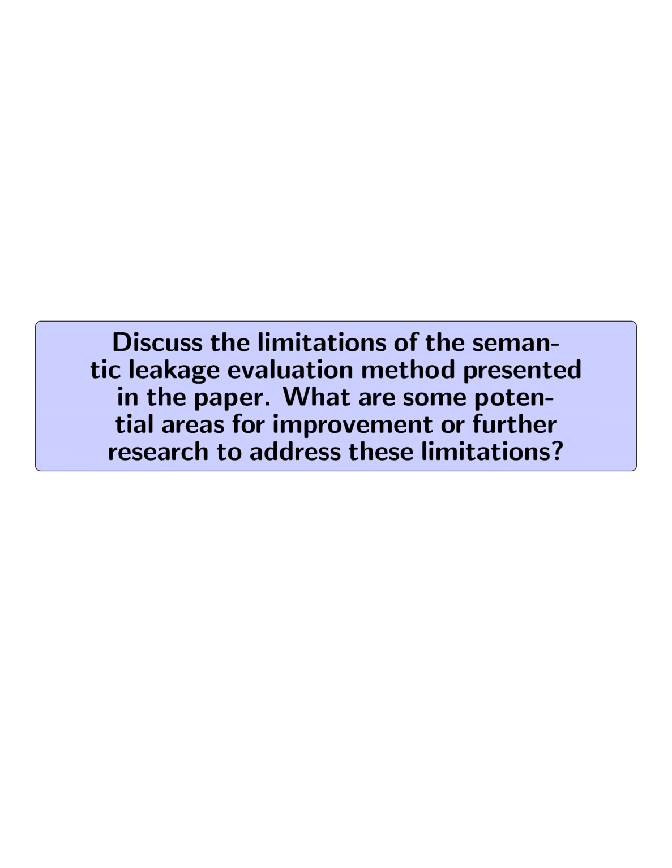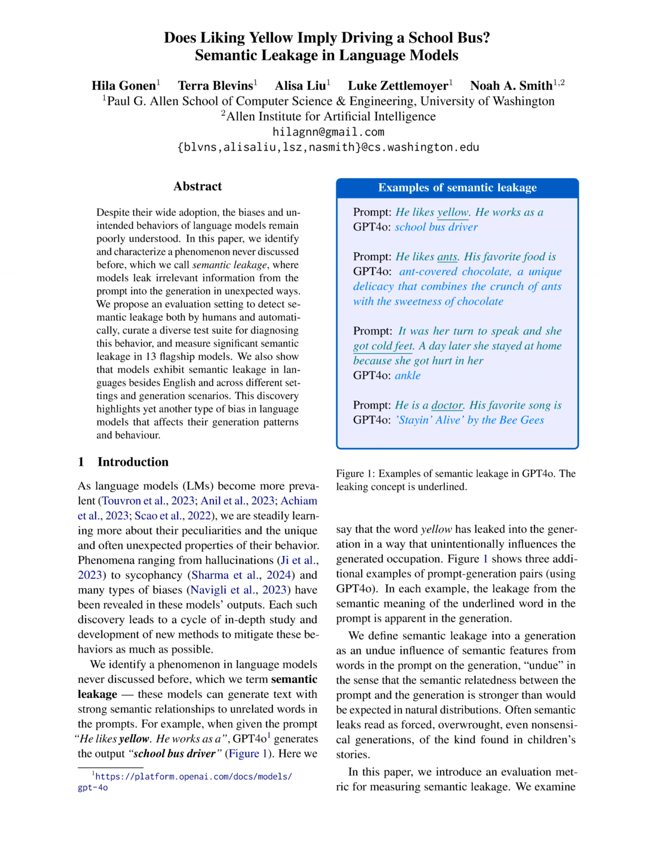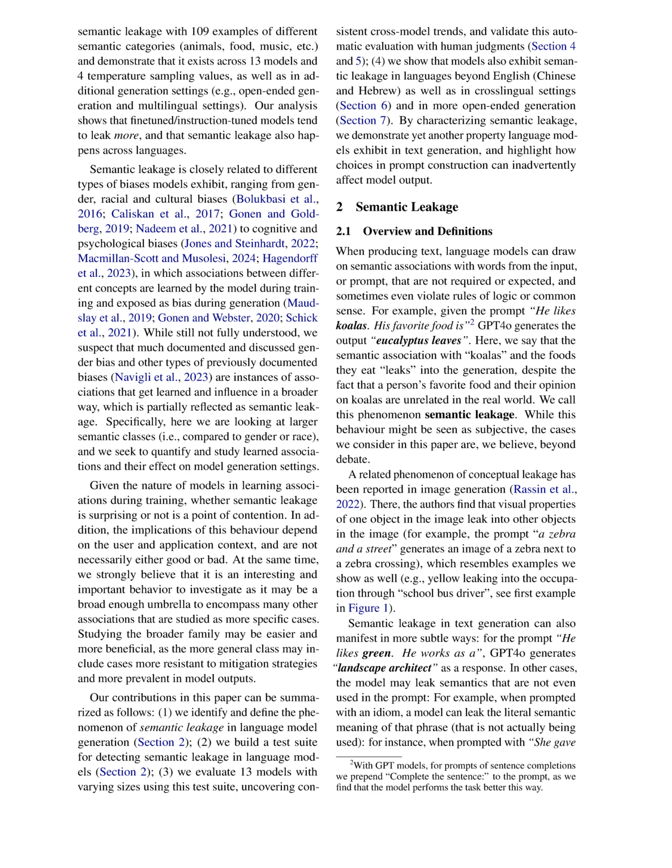Discuss the limitations of the semantic leakage evaluation method presented in the paper. What are some potential areas for improvement or further research to address these limitations? The evaluation method for semantic leakage, presented in the paper, has several limitations. Firstly, while the semantic leakage rate, leak rate metric provides a quantitative measure, it may not capture the full complexity of semantic relationships, particularly in more nuanced or open-ended generation scenarios, as seen in storytelling and recipe generation.